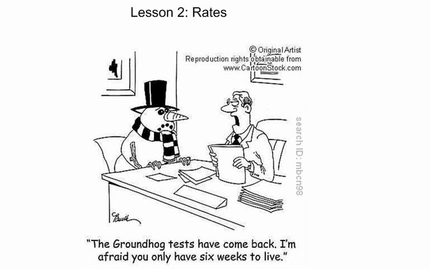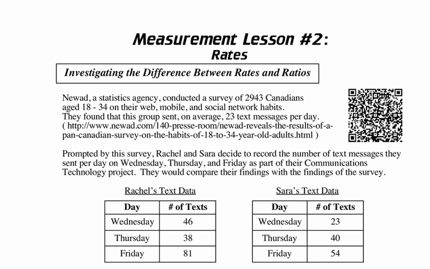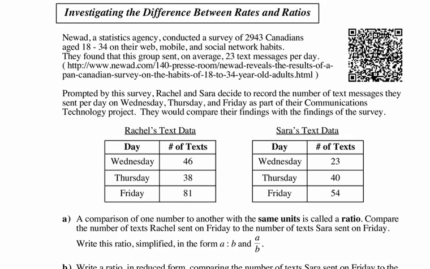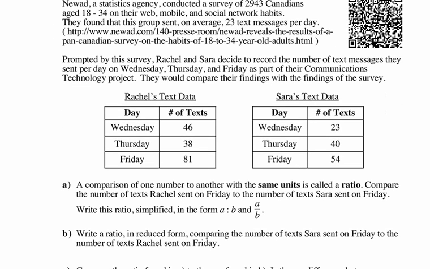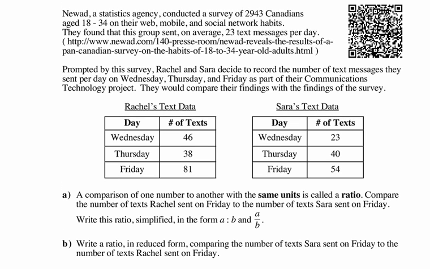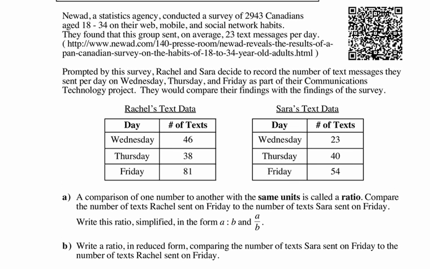So lesson 2 is on rates. We're continuing from rate of change, and we're going to look at ratios today. Here are some statistics. A survey was conducted of 2,943 Canadians aged 18 to 34 on their web, mobile, and social network habits. They found that this group sent on average 23 text messages per day.